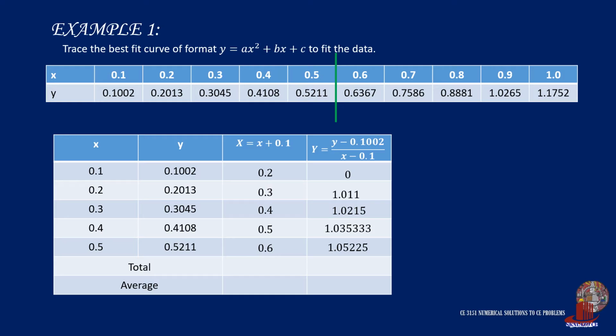The values of capital Y would also be computed as 0, 1.011, 1.0215, 1.035333, and 1.05225. Now take the total of capital X and Y and also solve for their averages. From here, the first equation is resolved as 0.824017 is equal to 0.4a plus b.